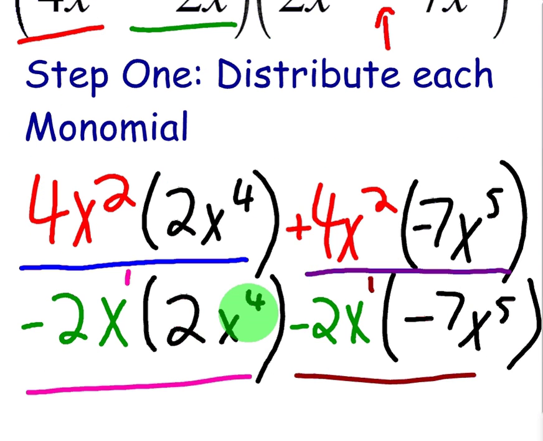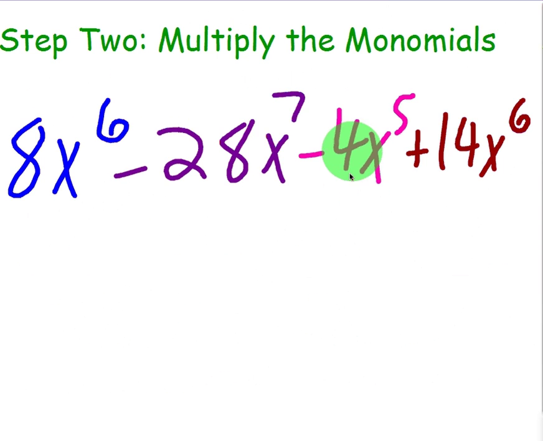And finally, negative 2x to the first times negative 7x to the fifth. Negative times a negative is positive 14x to the sixth. And we are not done yet. That's just step 2. Step 1, distribute.